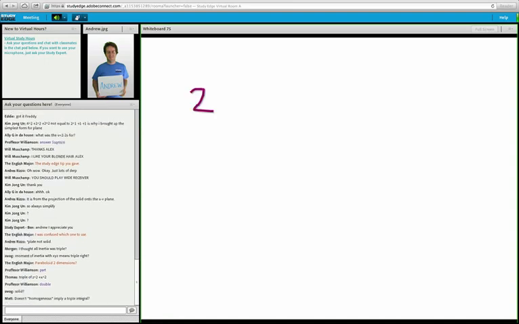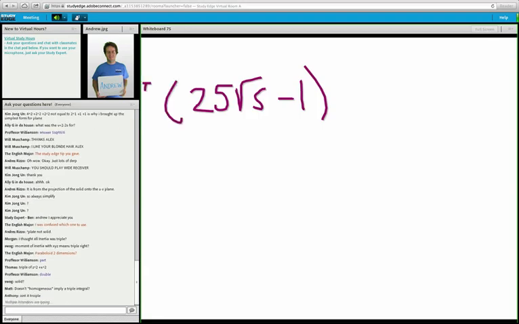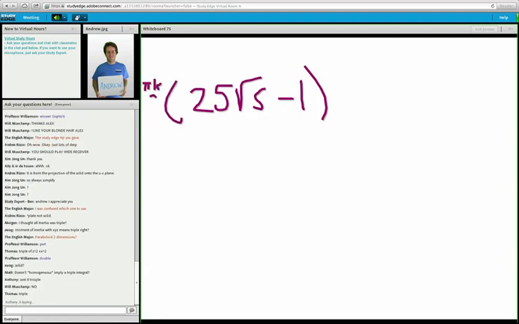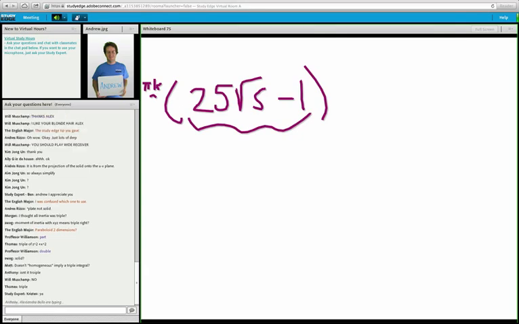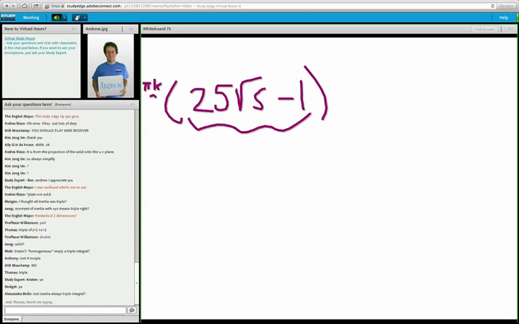To be sure, her answer is 25 root 5 minus 1, or it contains some sort of variant of that, like times a pi k. I don't care about the pi k. Is this part of her answer? 25 root 5 minus 1? Okay, well, if that's the case, I'm going to try a triple integral, because doing a double integral didn't work.